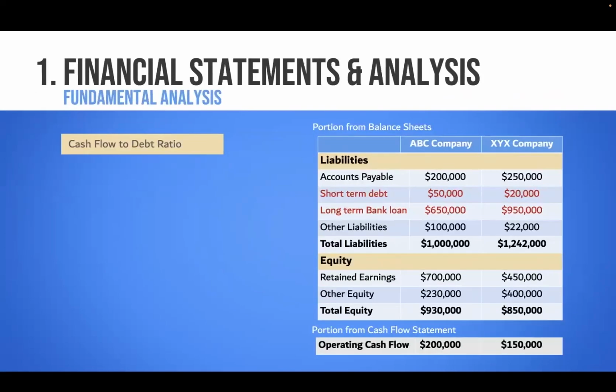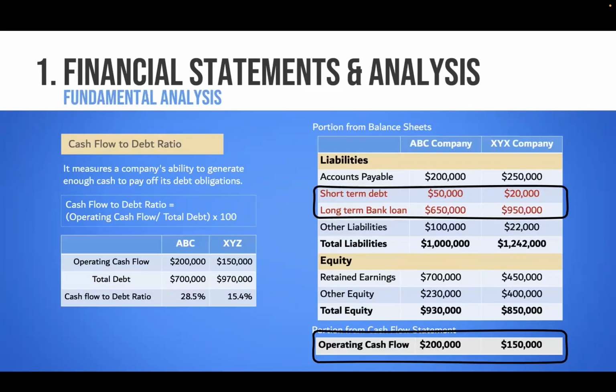This is another one, cash flow: how much emergency cash you have that you can use to pay the debt. You have debt of 700K for ABC and you have 200K of operating cash. So how much is the proportion? Which one is better, right? That's what it's saying. In this case, ABC has a higher cash flow to debt ratio, indicating it has a strong ability to generate cash to pay off its debt obligations.